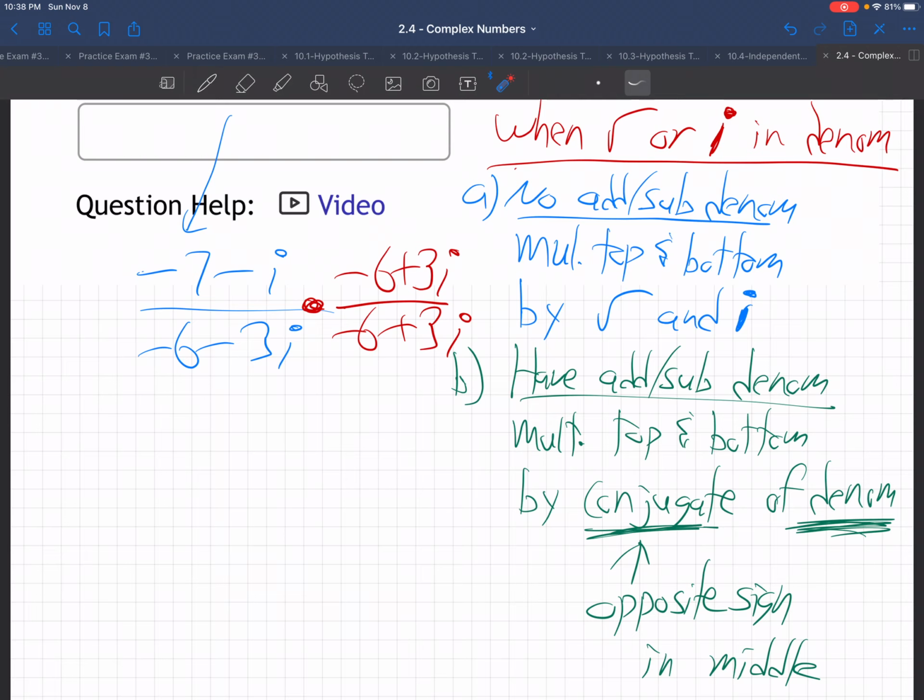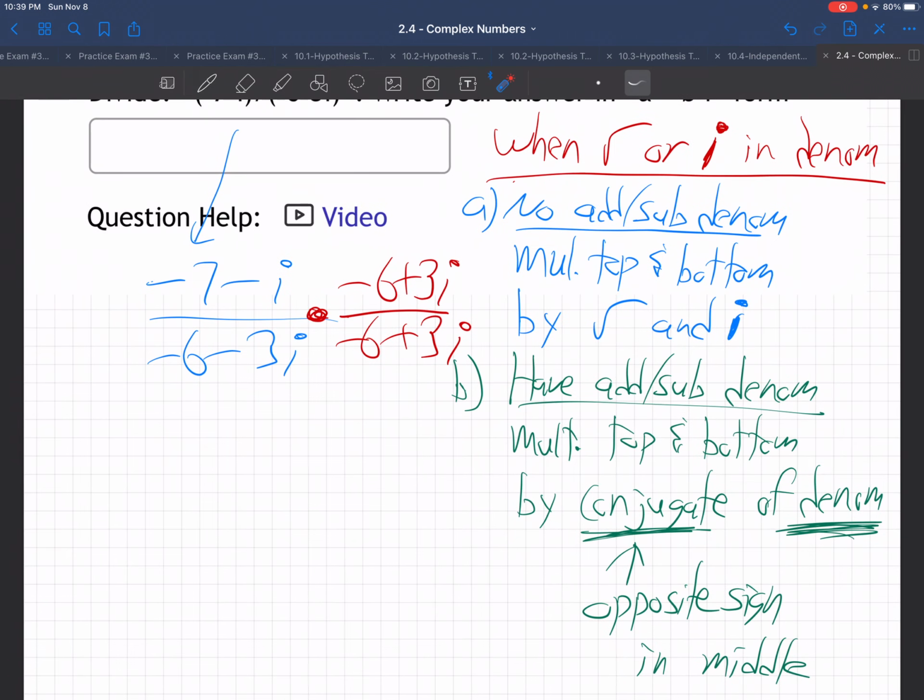It's the opposite sign in the middle. You take exactly what the denominator has. It had a minus in the middle. We put plus in the middle. Everything else is the same. If that had a plus in the middle, we would be putting minus in the middle. Everything else would be the same. It's called the conjugate. It's what you have to do when you have adding and subtracting in the denominator, along with a root or an i. All right, so now we've got to carry that out.